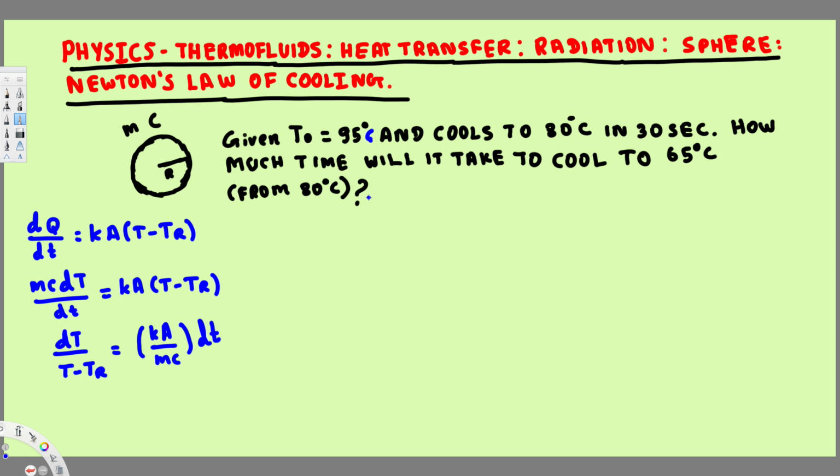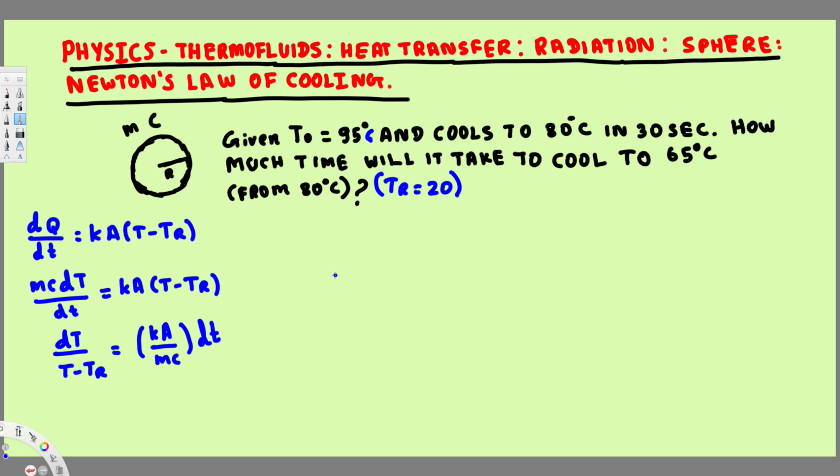Now to find this one out, we are going to use Newton's law of cooling. According to Newton's law of cooling, Q dot is equal to KA (T minus Tr), so here this temperature minus room temperature. So we need to have room temperature right here. Let's say that is 20 degrees Celsius, so Tr is equivalent to 20 degrees Celsius.